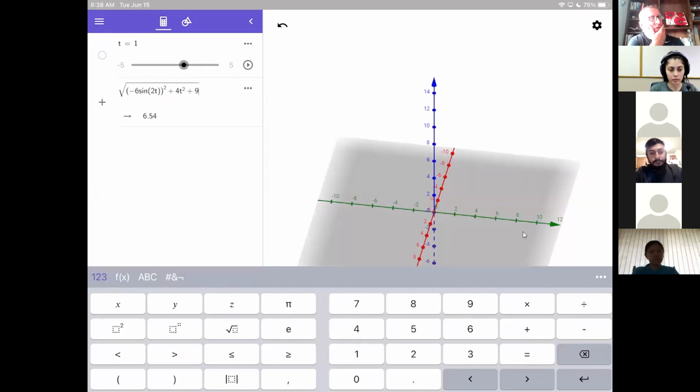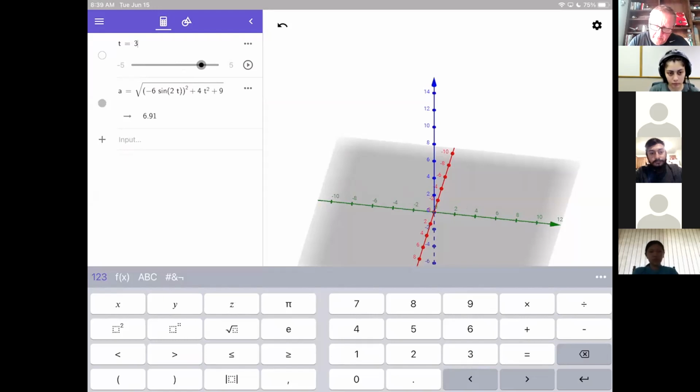So that's kind of cool. This is what Desmos would do, right? So it's telling me at 1, my speed is 6.54. Just to check our work from a minute ago, I could go back up here and type 3 in.